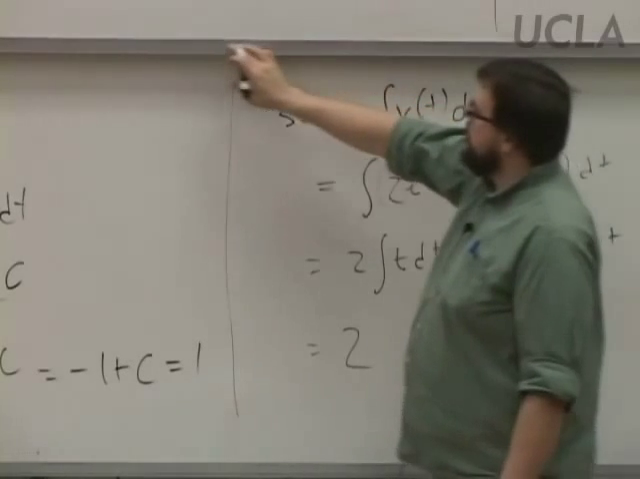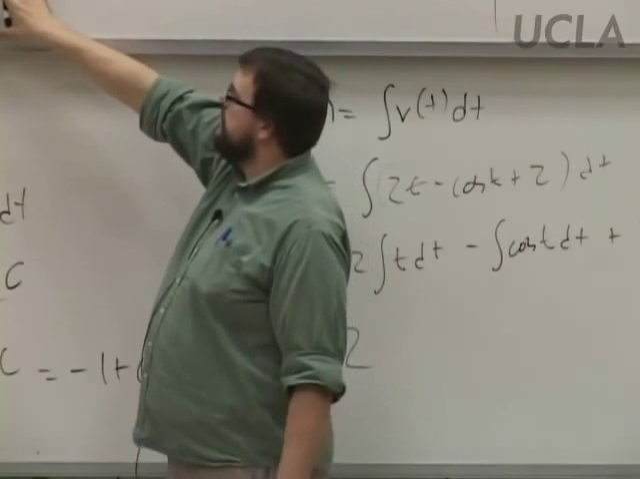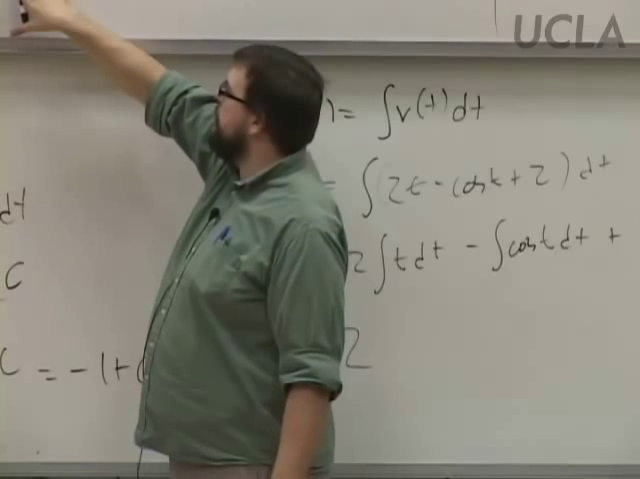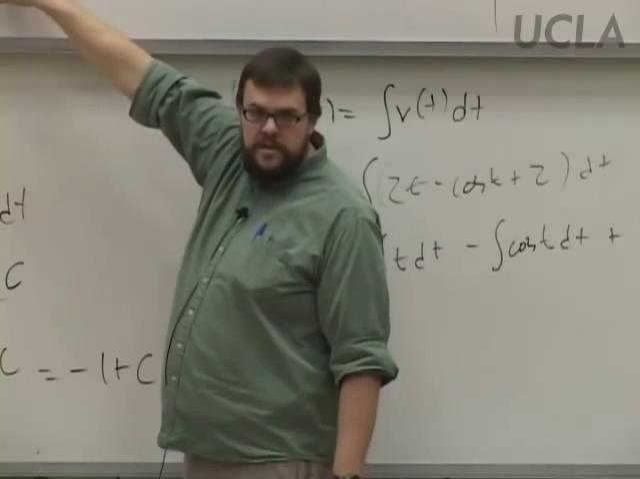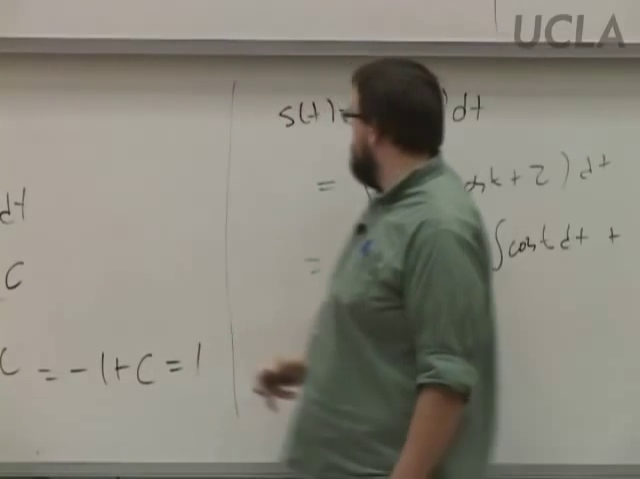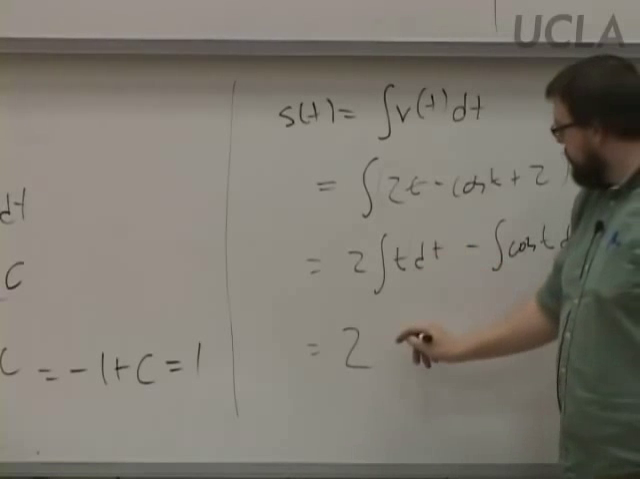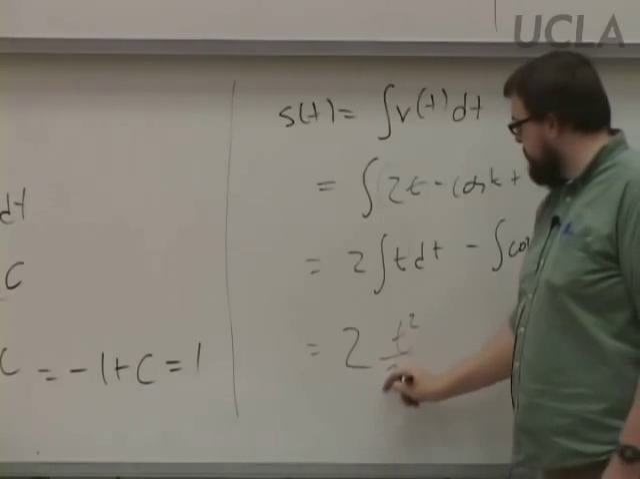So the integral of t, for instance, we use this rule. If I ever have something to a power, like x to the a dx, or t to the a dt, whatever it is, I add 1 to the power, and I divide by that new power. So add 1 to the t, this is t to the 1, so it becomes t squared, and I divide by 2.